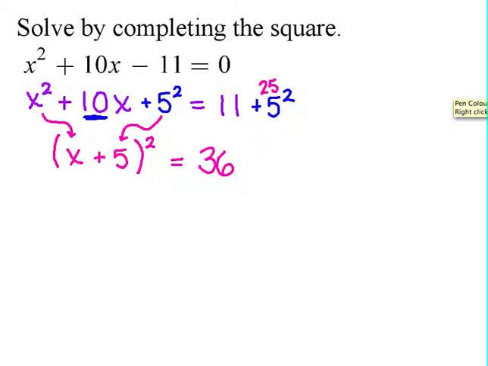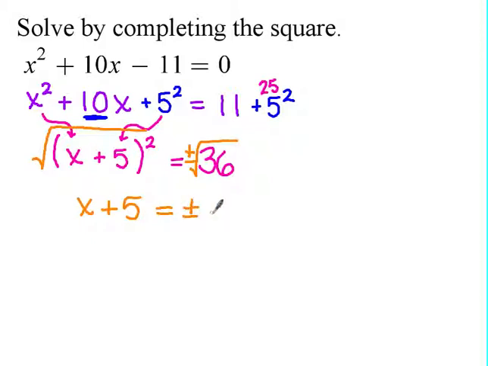So in order to solve this, I'm going to undo a square, which means I'm going to take a square root. What's the most important thing whenever you take the square root? Plus or minus. That's the most important thing. You cannot forget that plus or minus. Now on the left side, when you take a square root of something that's squared, you're left with just x plus 5. On the right side, what is the square root of 36? 6.